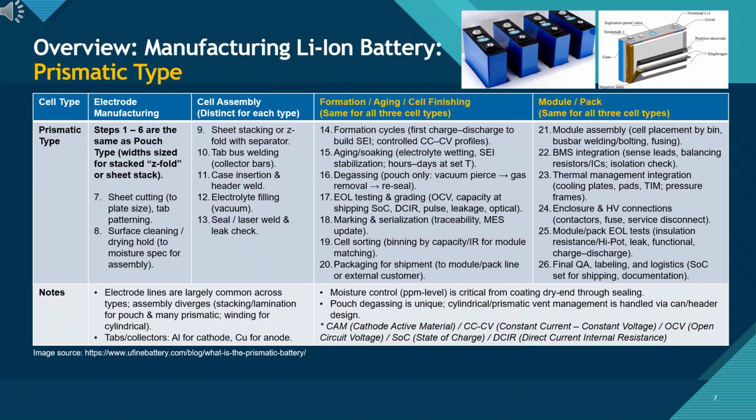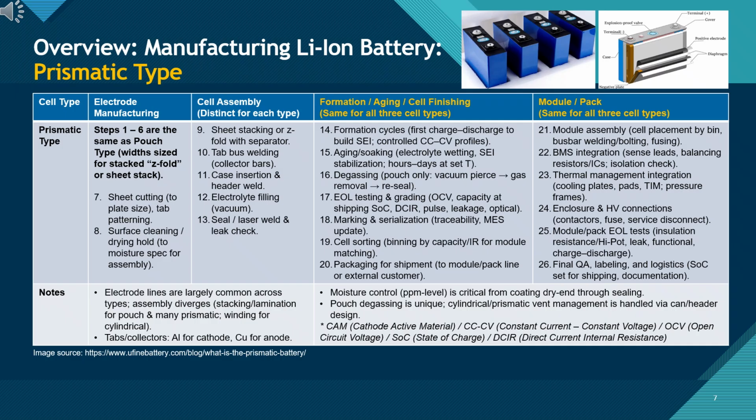Overview: Manufacturing Li-ion battery, prismatic type. This slide presents the prismatic cell manufacturing workflow, structured in the same four major stages you saw earlier: electrode manufacturing, cell assembly, formation/aging, and module/pack. The table lists the detailed steps for prismatic cells, which share the same electrode-making sequence as pouch and cylindrical cells.